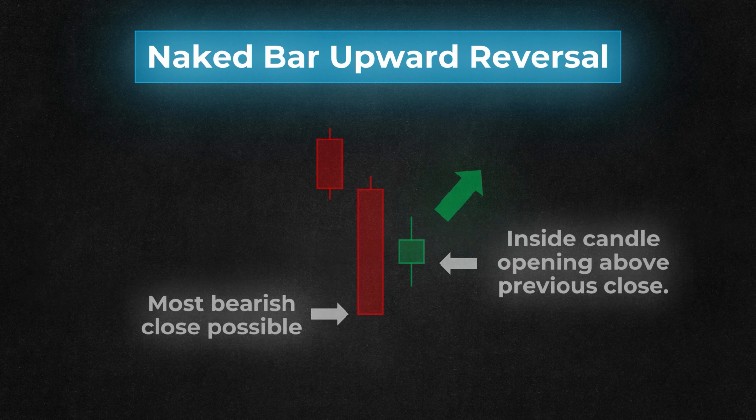Naked bar upward reversal. The naked bar upward reversal is a variation of the hook in some sense. Price must be producing lower highs and lower lows, and then a bearish bar closing on the extreme of its lower range appears, meaning with the most bearish close possible. Following that, an inside candle with an opening above the previous candle's close appears, signaling a bullish reversal.